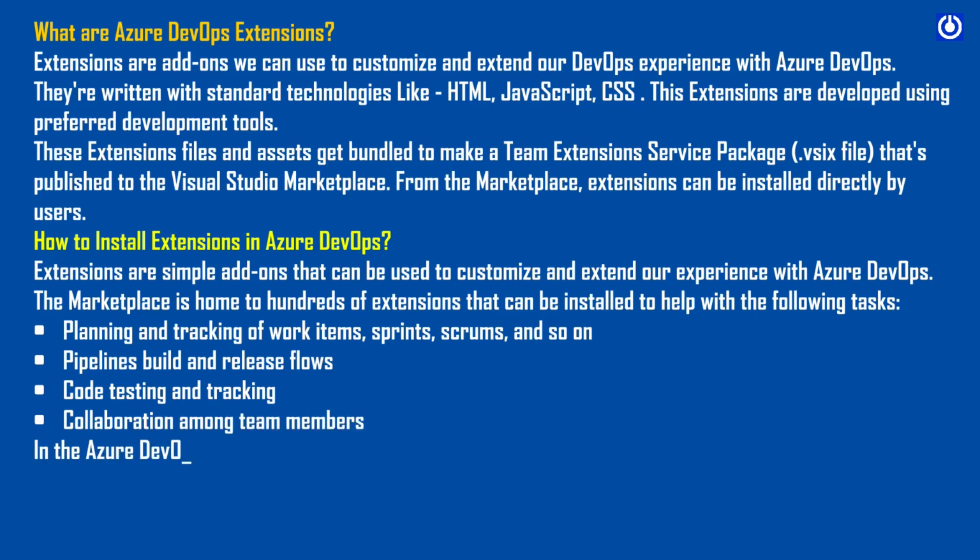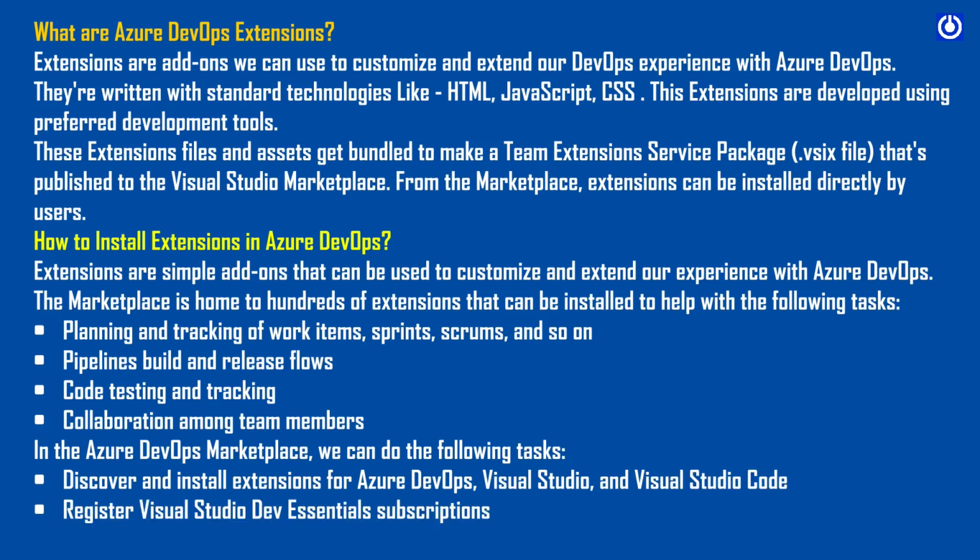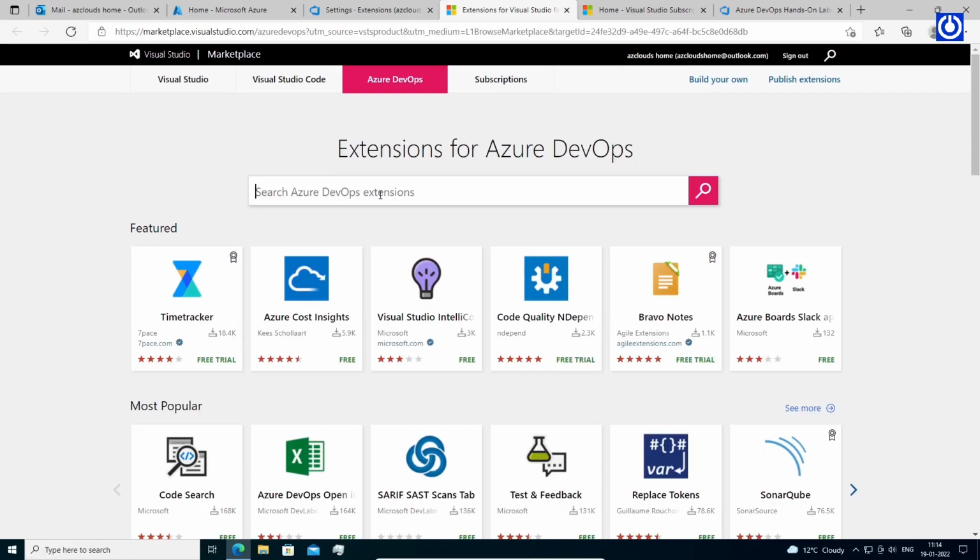In the Azure DevOps Marketplace, we can do the following tasks: discover and install extensions for Azure DevOps, Visual Studio, and Visual Studio Code. Register Visual Studio Dev Essentials subscriptions. In Marketplace, most extensions are available for free to use. We can easily add extensions to our organization by simply following these steps.